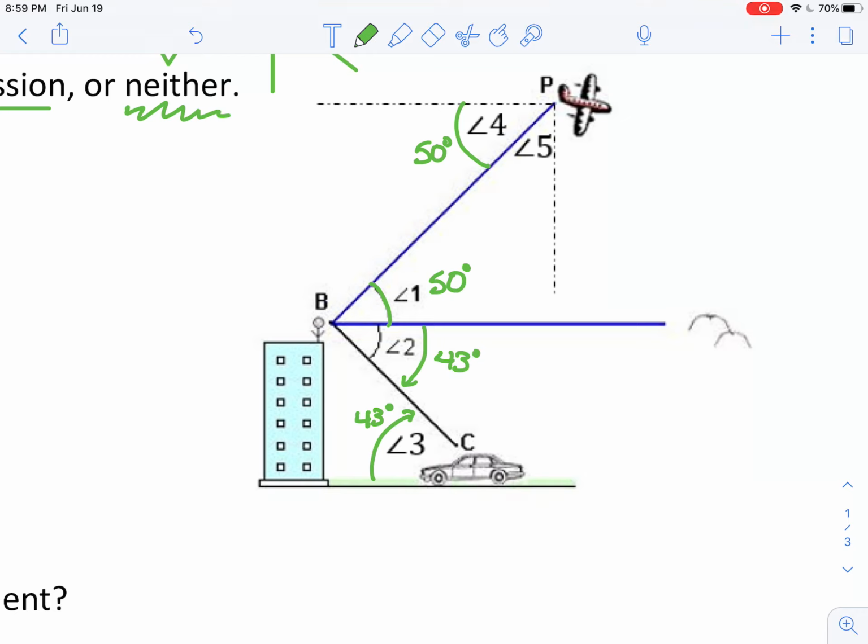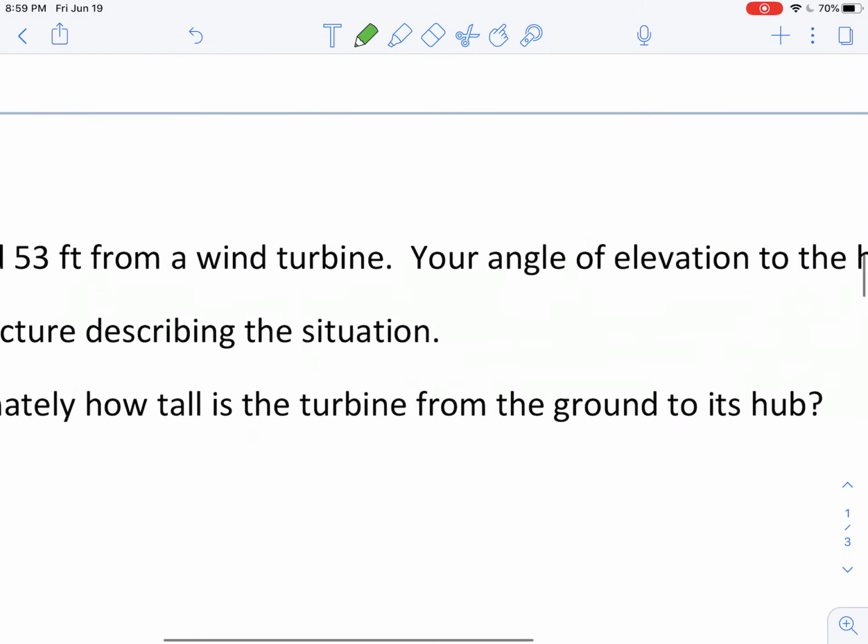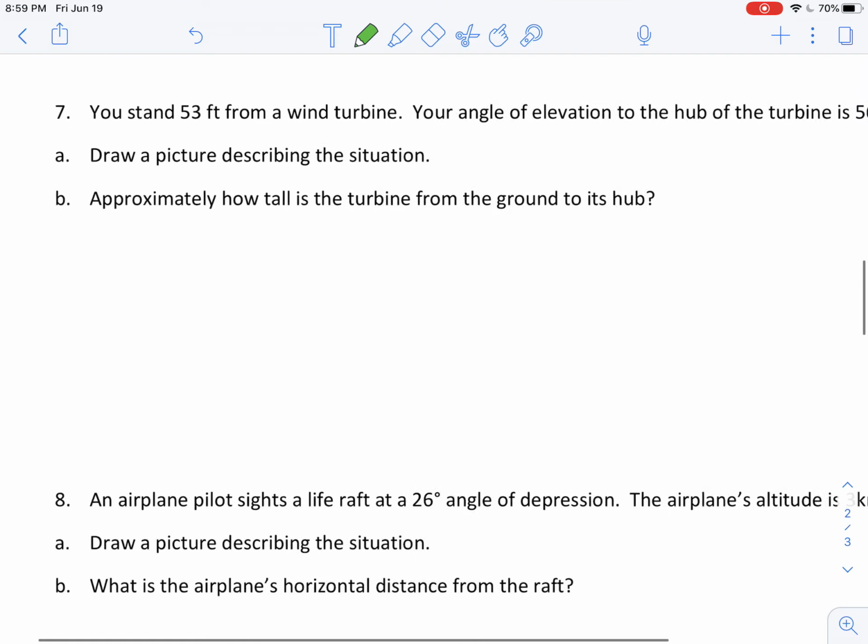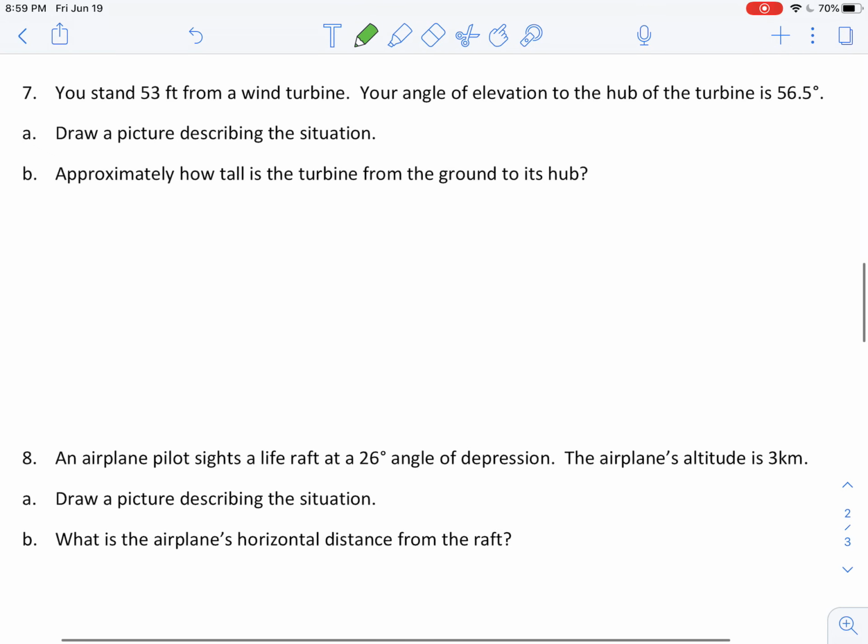Which means when I go to draw these pictures, some students don't like drawing the angle of depression because it's just not in a triangle. We're going to remind ourselves that they're always going to be congruent here. So let's actually draw one. We get a word problem.